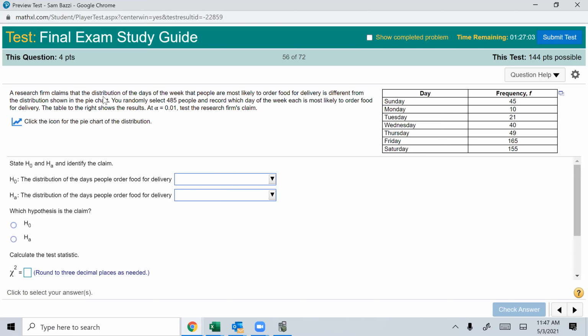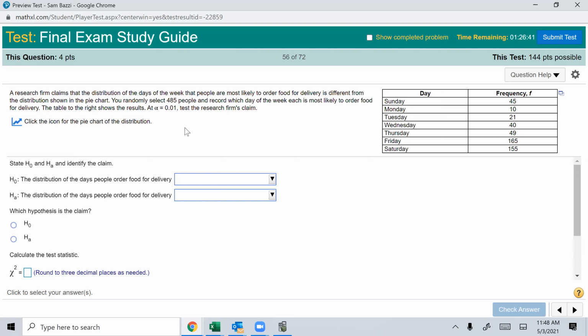A research firm claims that the distribution of the days of the week that people are most likely to order food for delivery is different from the distribution shown in the pie chart. You randomly select 485 people and record which day of the week each is most likely to order food for delivery. The table to the right shows the results. Test the researcher's claim. This is a goodness of fit test, guys.